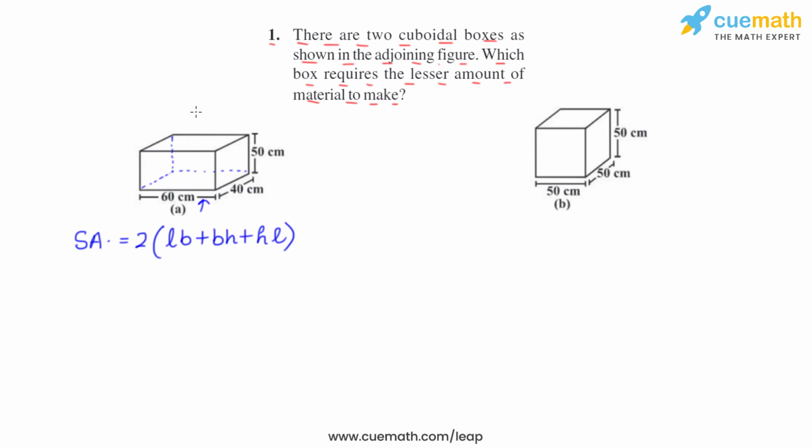Same for the top part also, it will be length into breadth. So it will be 2lb. Similarly for right and left part, it will be bh, so 2bh, and for front and back face, it is height into length. So two faces have height into length. That's why 2 multiplied by length into breadth plus breadth into height plus height into length. So this is the formula for surface area of a cuboid. Now let's substitute the values.